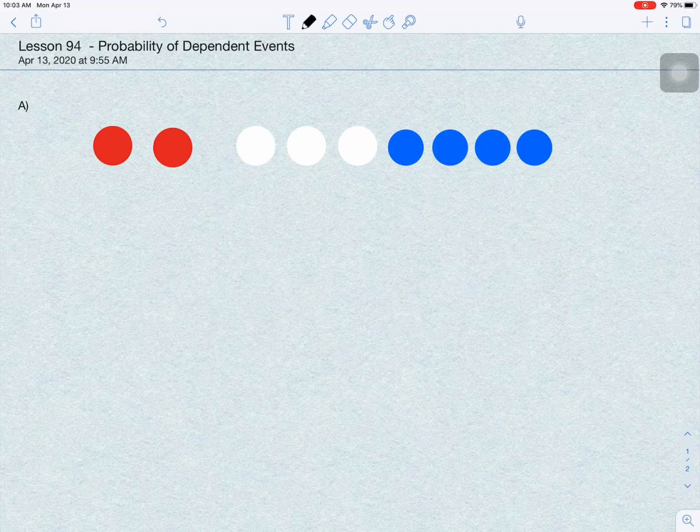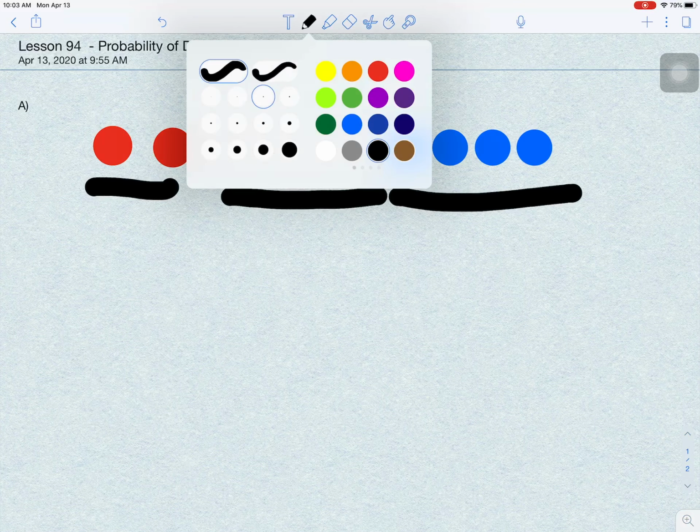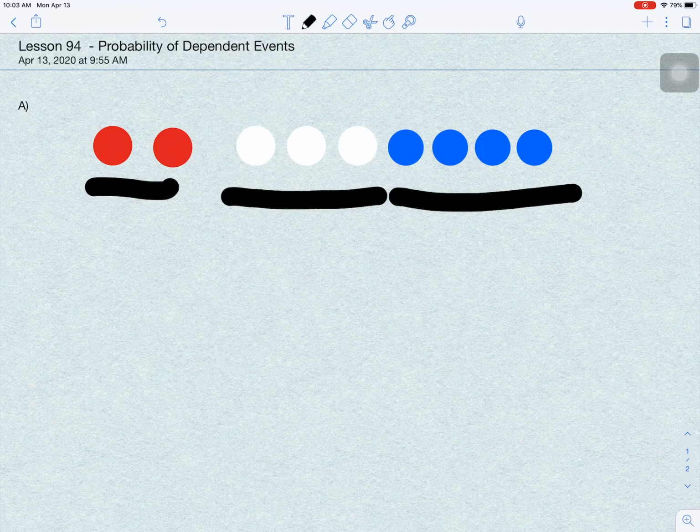So dependent event means that if I do something, then the next time my chances of doing it are different. And usually that means that, for example, I've got 2 red marbles, I've got 3 white marbles, I've got 4 blue marbles. And really what the dependent part is that once I've done something, it's different the second time around.